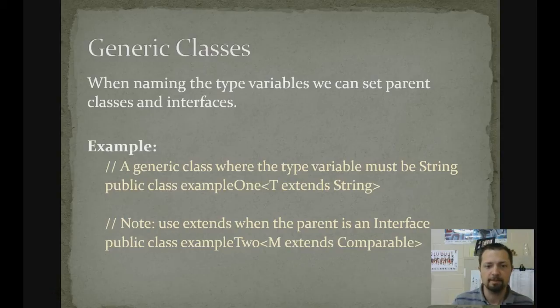Alright, another thing to make sure you know is when you say that your class variable must implement an interface, we don't actually use the word implements, which is kind of weird. So public class Example2<M extends Comparable>. And Comparable is an interface, so you would think that you would use the word implements, but you don't. Use the word extends.